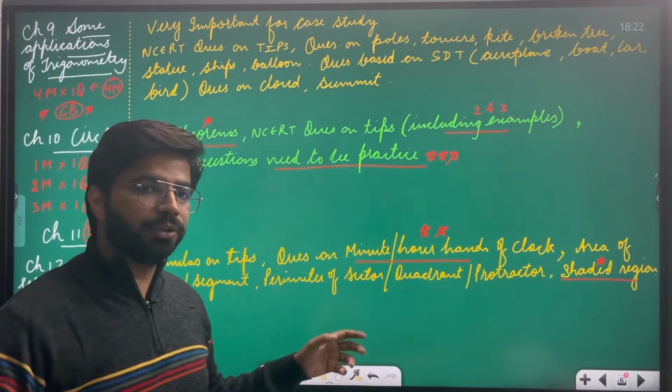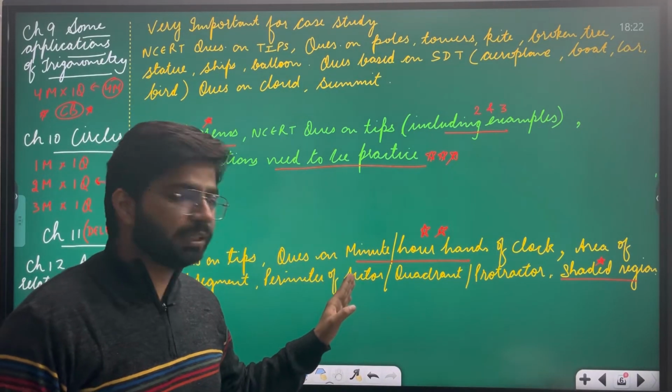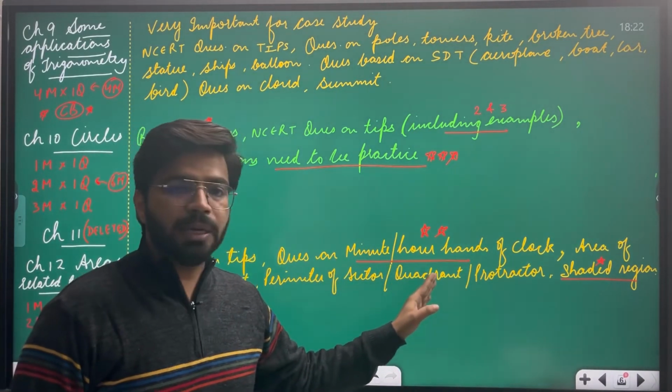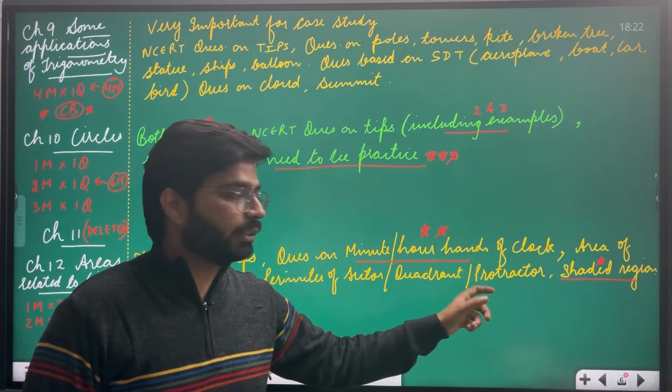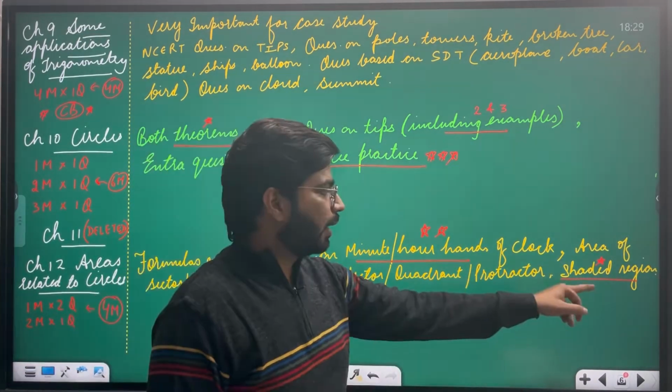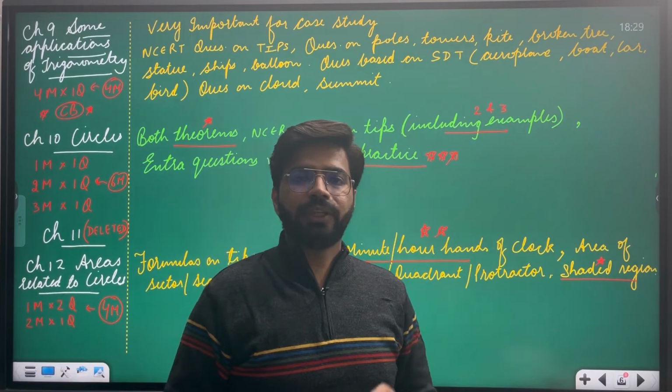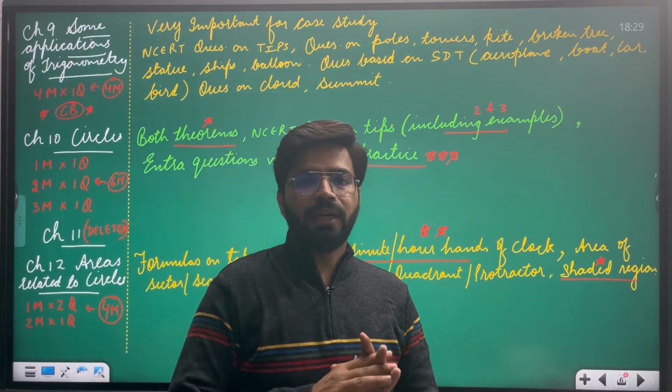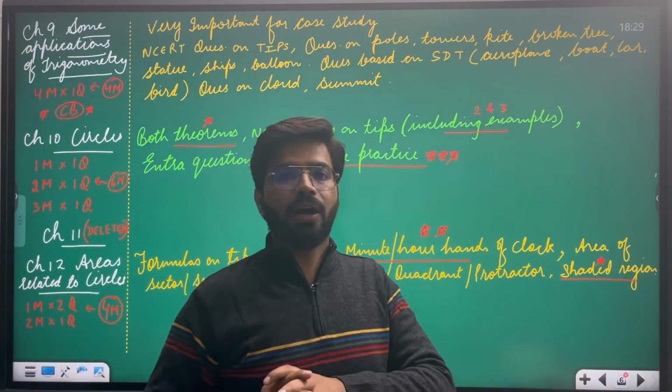Students get confused in this. Perimeter of a sector, perimeter of a quadrant, and perimeter of a D, that is a protractor. So that you need to do. And after that we have the shaded region. Is the shaded region topic in the syllabus or out of syllabus?